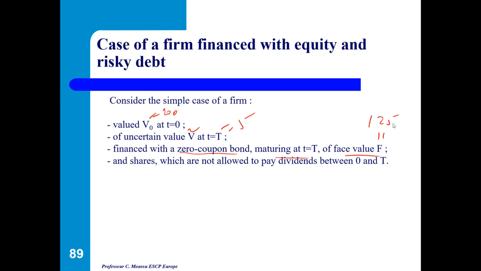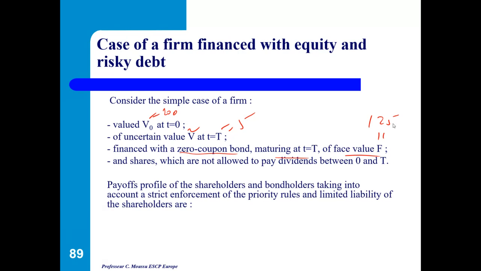Okay, and the shares are not allowed to pay dividends between 0 and T. So it has been forbidden by bondholders to pay dividends. So you have a bond covenant saying that you cannot pay dividends between 0 and 5. So what are the possible profiles of the shareholders and bondholders, taking into account a strict enforcement of the priority rules and limited liability of the shareholders?